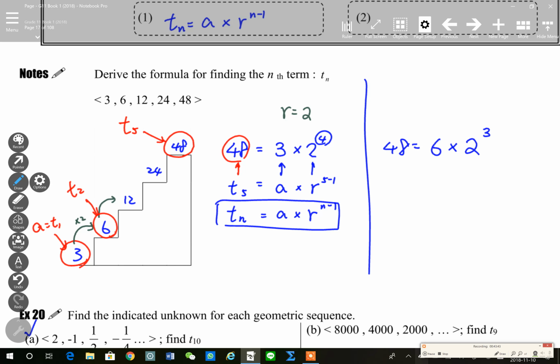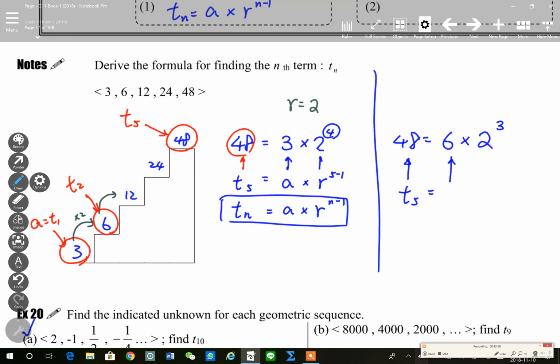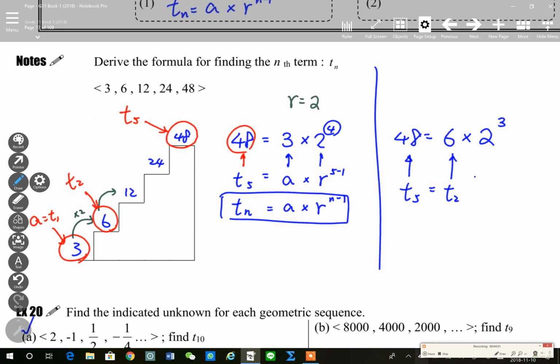Let's check, see if it works. What's 2 to the 3? 8, right? 8 times 6 is 48, right? They're equal. So now let's turn it into symbols. This is still T5. What's the 6? T2. What's the 2? R.